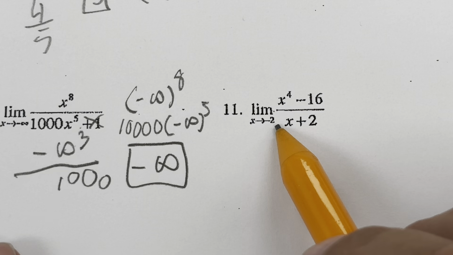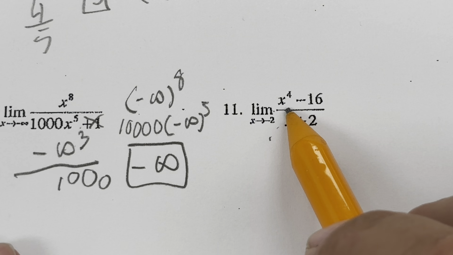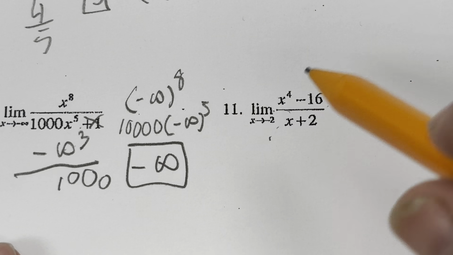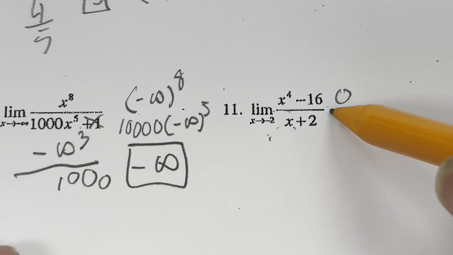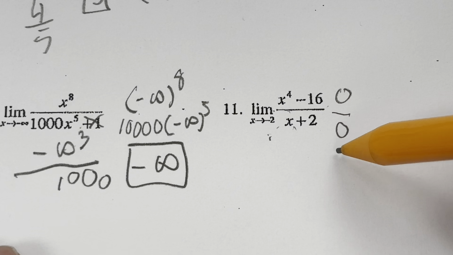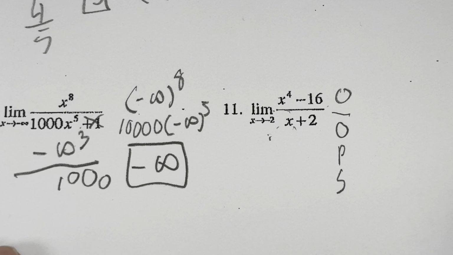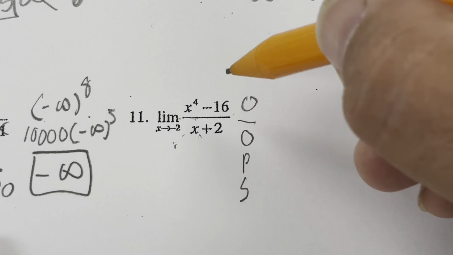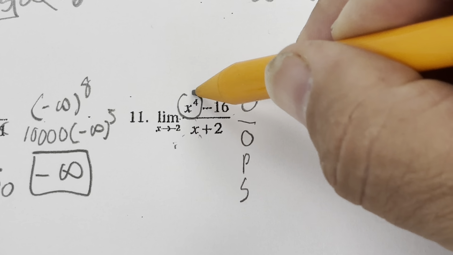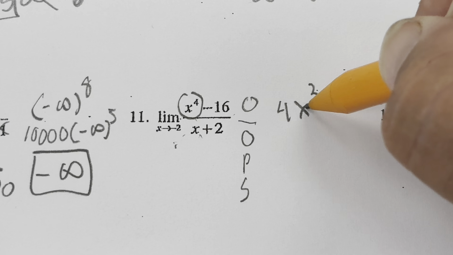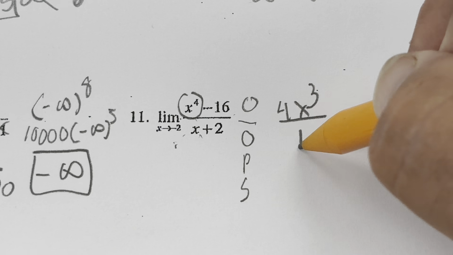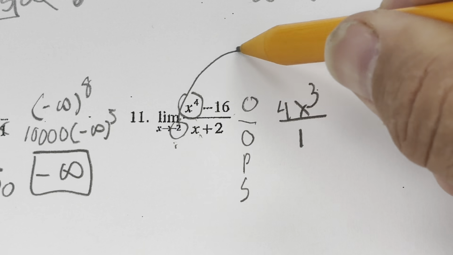This here, when we plug in negative 2, we get 16 minus 16, that's 0. Negative 2 plus 2, that's 0. So I try to be a little cute and say that spells oops. So you can either factor it or do L'Hopital's rule. Take the derivative of the top, which is 4x cubed. Put that over the derivative of the bottom, which is 1. Now we'll plug in the negative 2.